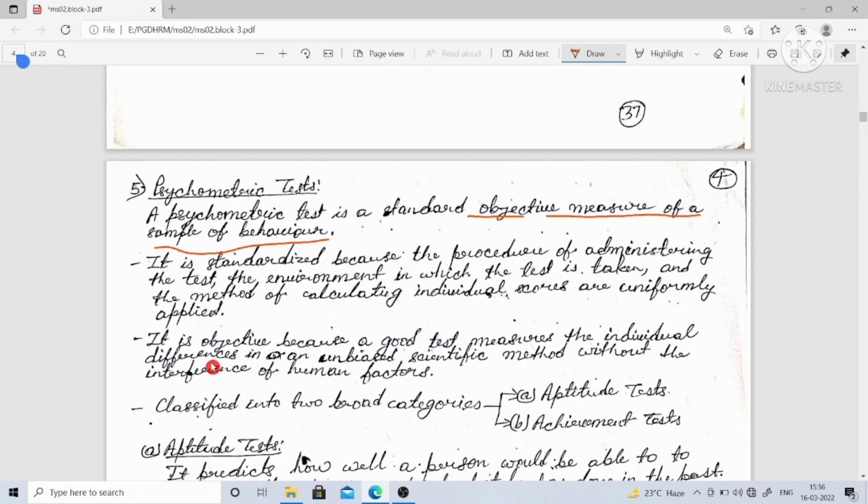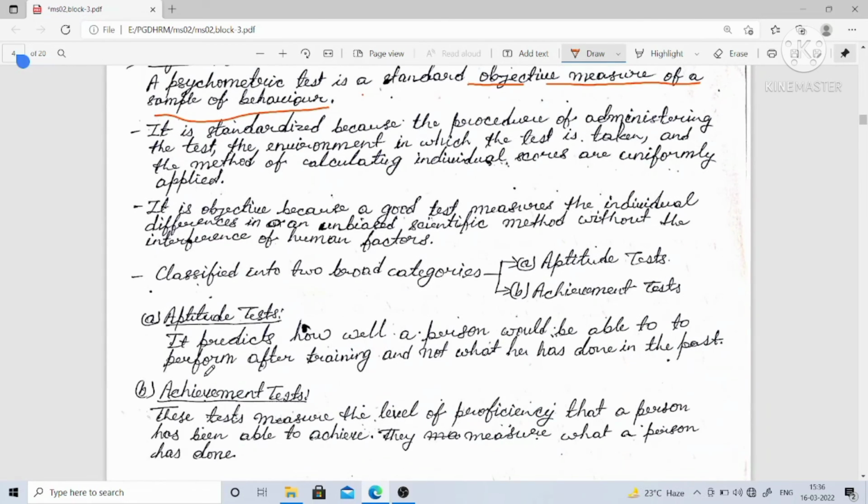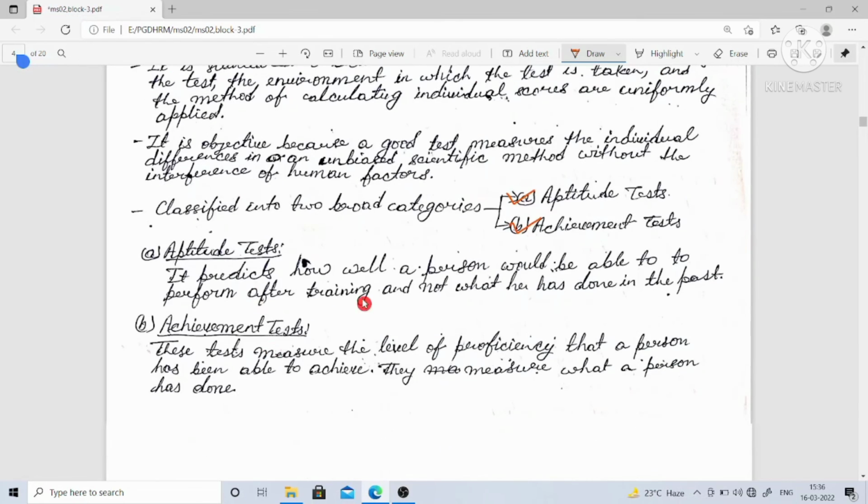So psychometric tests can be classified into two groups. First is the aptitude test, second is the achievement test. An aptitude test predicts how well a person would be able to perform after training and not what he has done in the past. It means it is about predicting the future, that is, whether the person will be able to perform better after training or not. It is not about what he has done in the past.